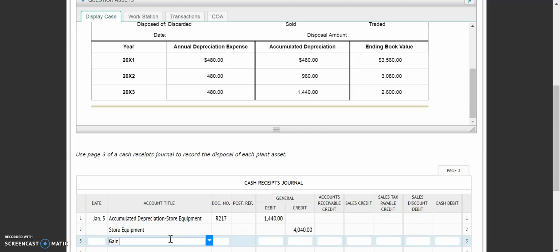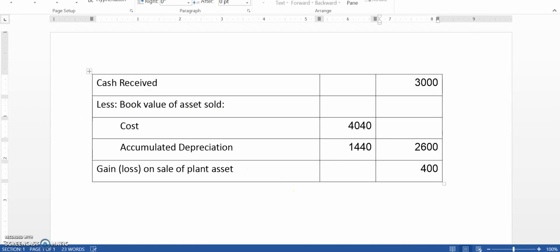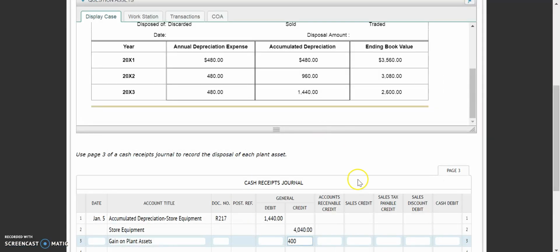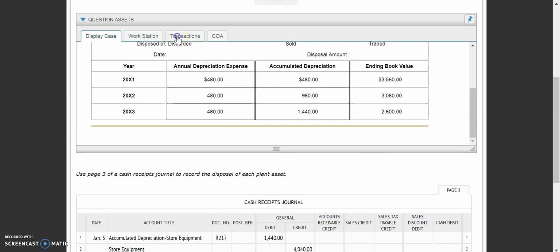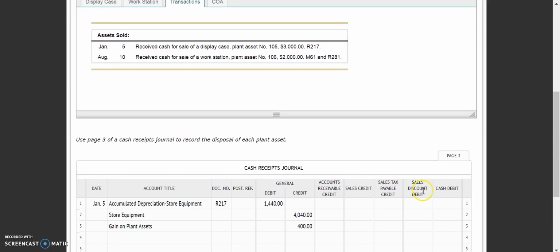Then we have our gain on plant assets, which we just figured out was $400. That's coming from this calculation we just did. And then we have to record the actual amount of cash that we received when we sold this, which was $3,000. So we go over to our cash debit for this transaction and plug in $3,000. So again, you can see we've got a debit, and then our two credits, and those two do equal each other. And so that is what makes us very happy when we do that.